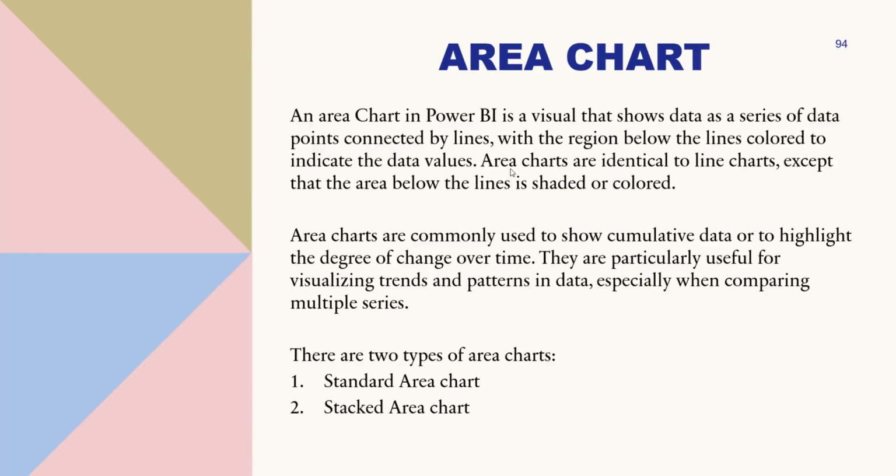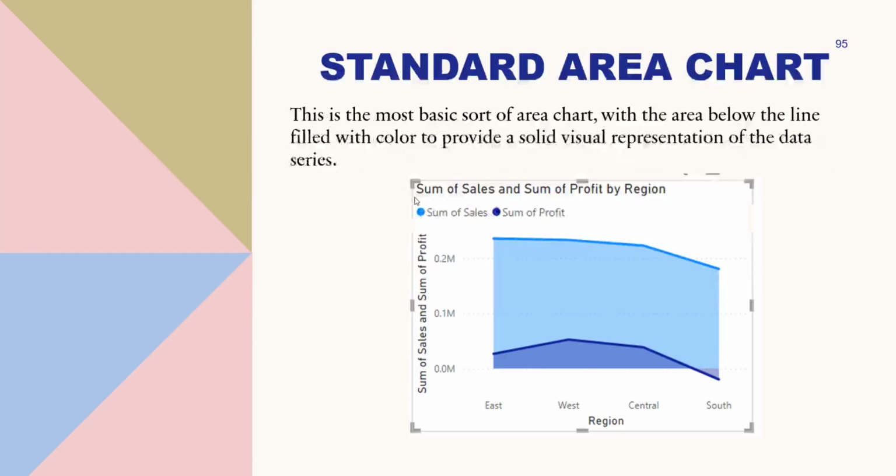In Power BI, there are two types of area chart, that is the standard area chart and the stacked area chart. So let's discuss the standard area chart. This is the most basic type of area chart, where the area below the line is filled with color, creating a solid visual representation of the data series. Here you can see an example of the standard area chart.